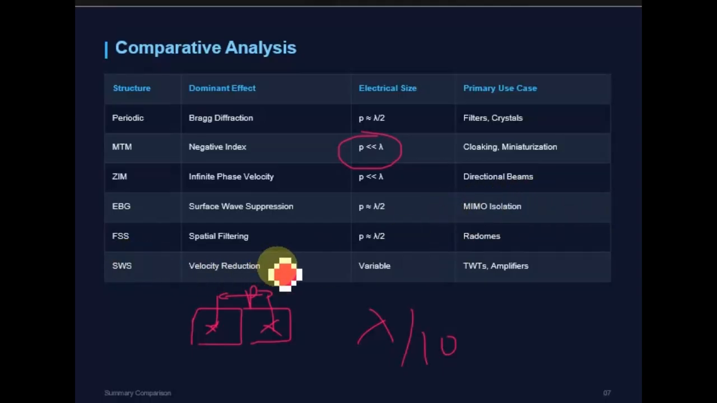Then frequency selective surfaces, again the same dimension. They are used in radomes or for blocking the radiation. And then chiral metamaterial is used as a polarizer or in polarization applications. So now I suppose that the confusion between the different structures is now clear.